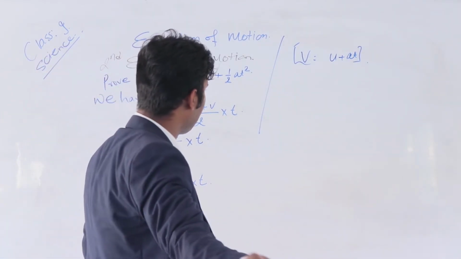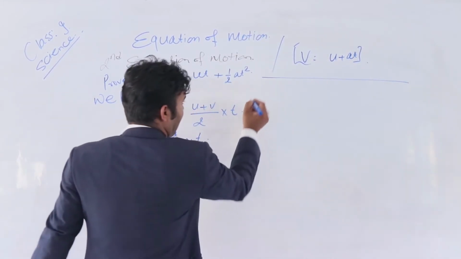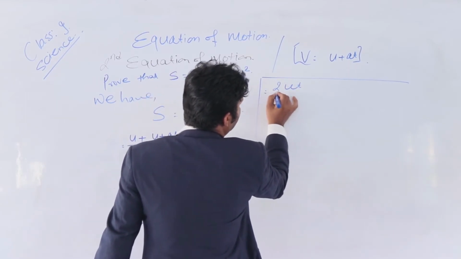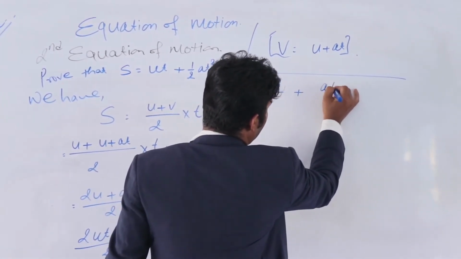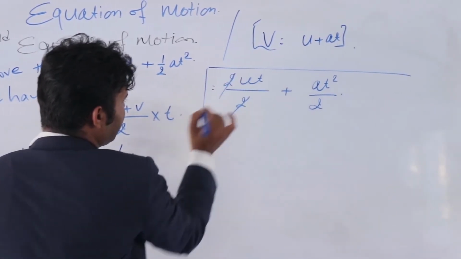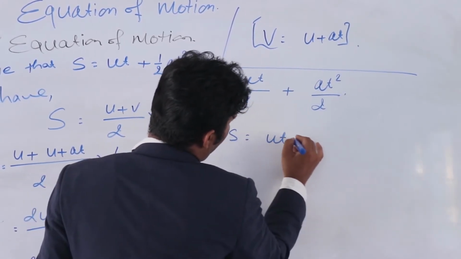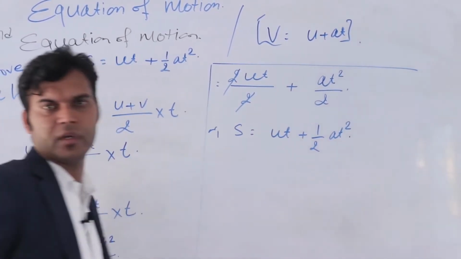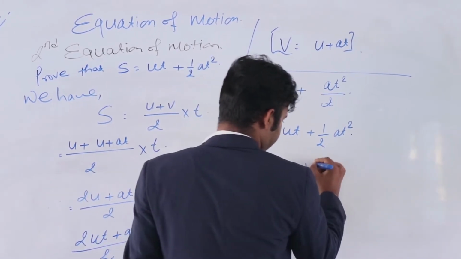Separate this one at first: 2UT divided by 2 plus AT square divided by 2. Please cancel the 2 and 2. S is equal to ut plus 1 upon 2 at square. Hence proved.